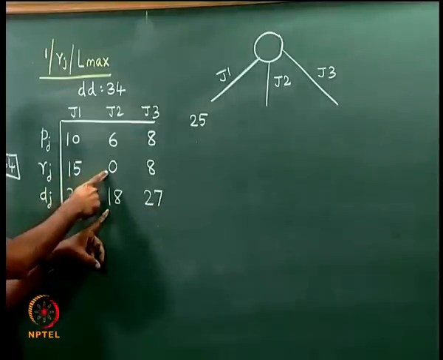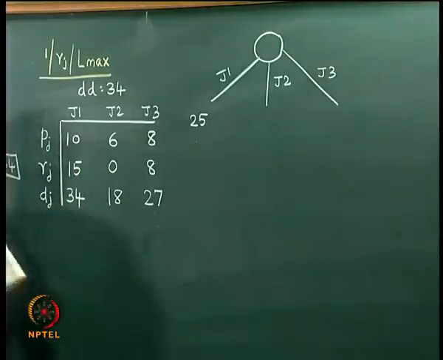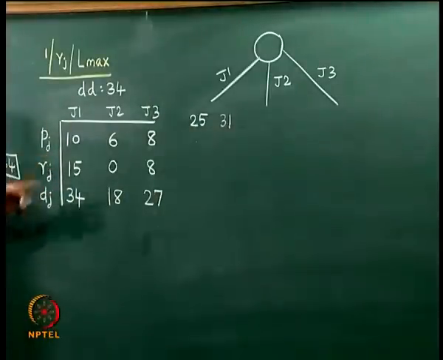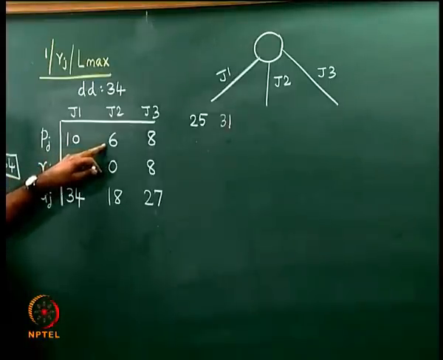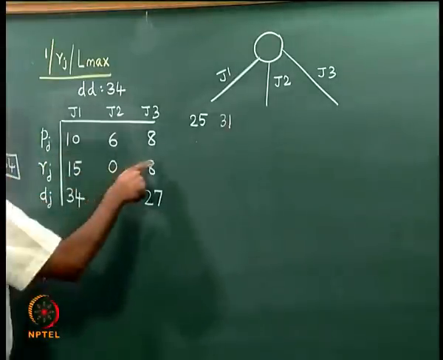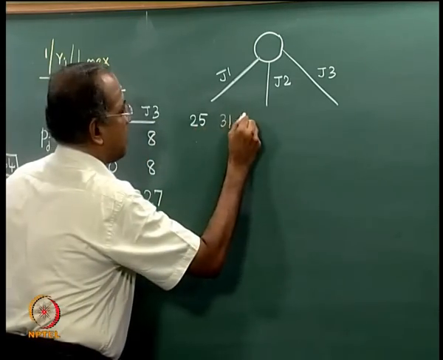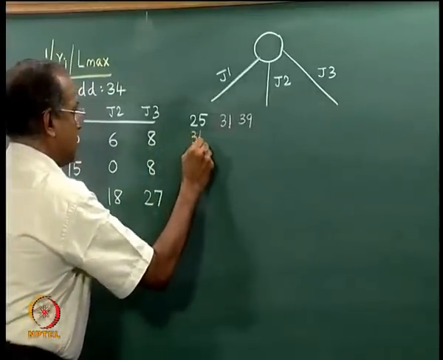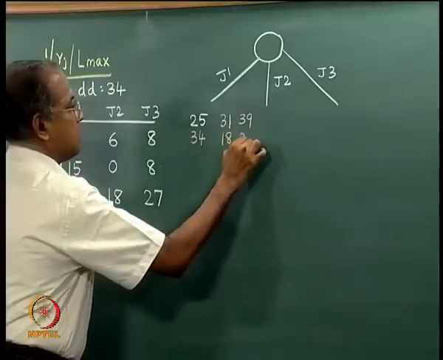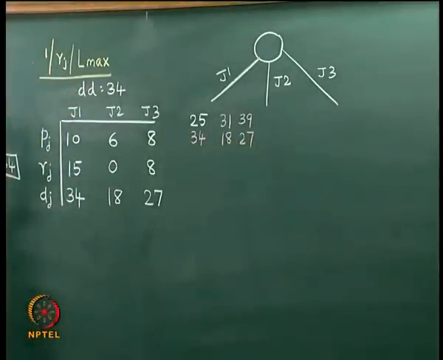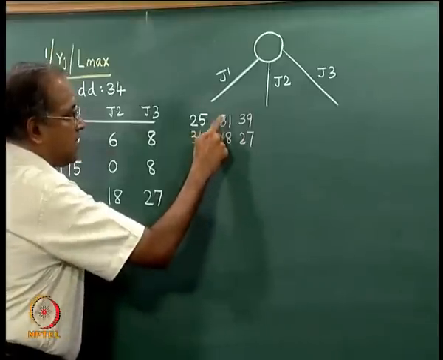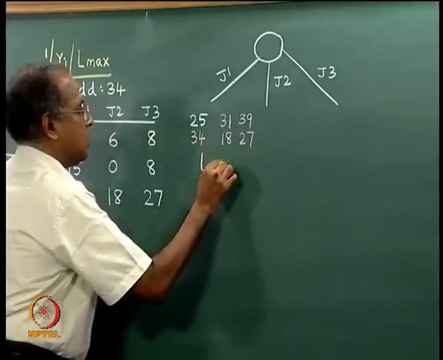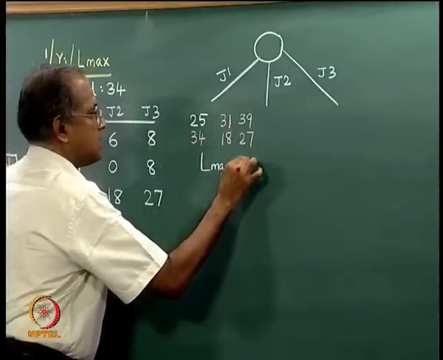Now, J2 is available at time equal to 0. So, J2 can finish at 31, because it is available at 25 plus another 6 is 31. By 31, J3 is also available, which is available at 8. So, 31 plus 8, 39. Due dates are 34, 18 and 27. So, here Lmax is 13, here Lmax is 12. So, lower bound on Lmax is equal to 13.